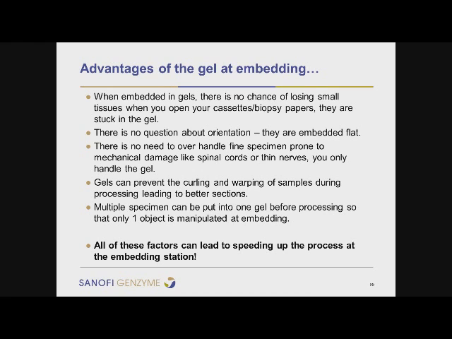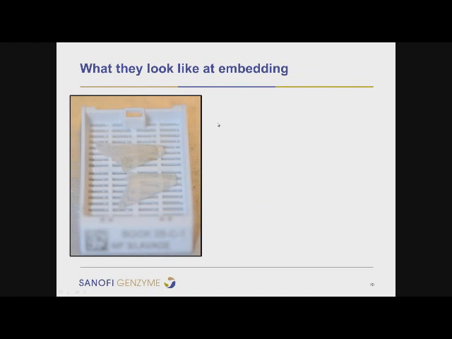Multiple specimens can be put into one gel before processing so that only one object is manipulated at embedding. And all of these factors lead to speeding up the process at the embedding station, and happy embedders. So I just want to quickly show you what they look like at embedding.